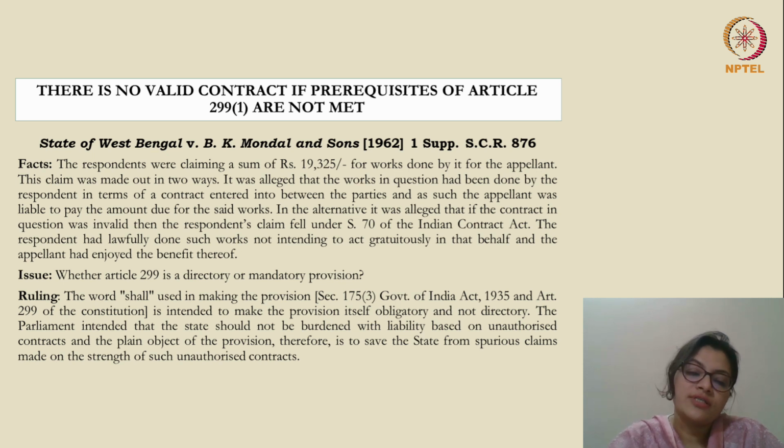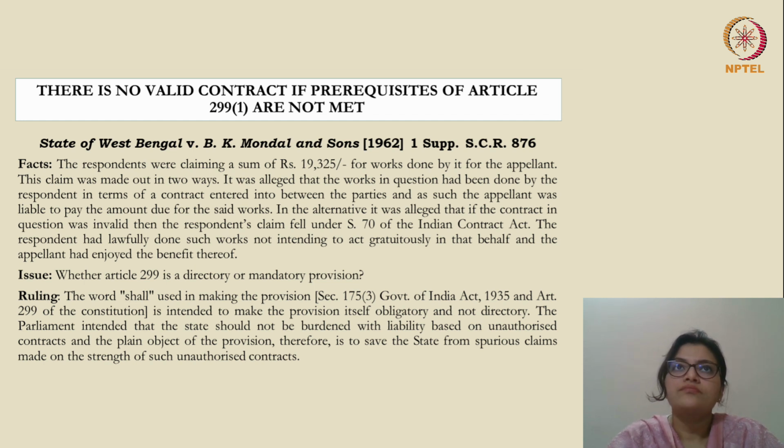So the entire issue of this case was whether Article 299 is a directory provision or a mandatory provision. The court basically ruled that the word shall, which is used in the provision, is intended to make the provision itself obligatory and not directory. So it's not something that the government may or may not do. It is a mandatory provision. The Parliament intended that the state should not be burdened with liability based on unauthorized contracts, and the plain object of the provision, therefore, is to save the state from spurious claims made on the strength of such unauthorized contracts.